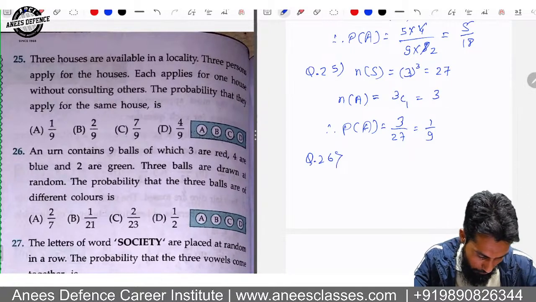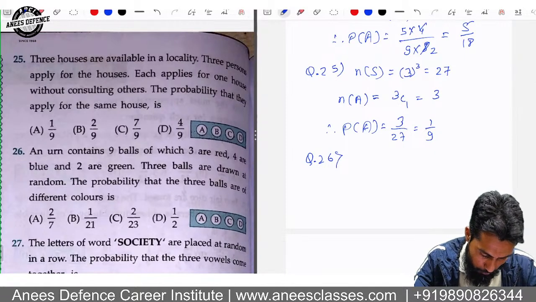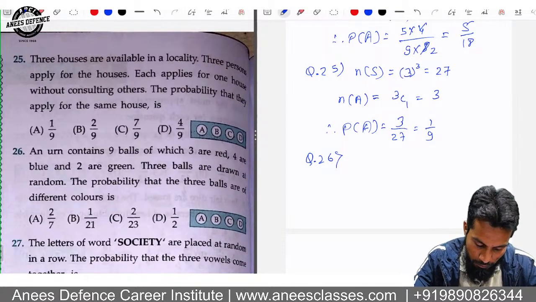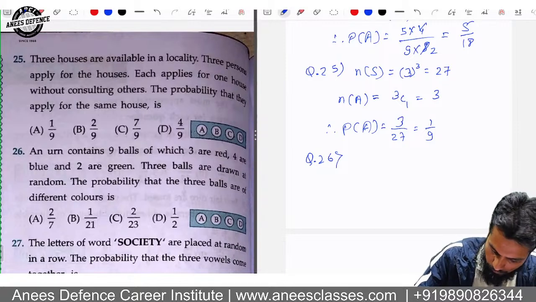26. An urn contains 9 balls, of which 3 are red, 4 are blue, 2 are green. 3 balls are drawn at random. The probability that the 3 balls are of different colors will be what? Simple है, कर सकते हो.